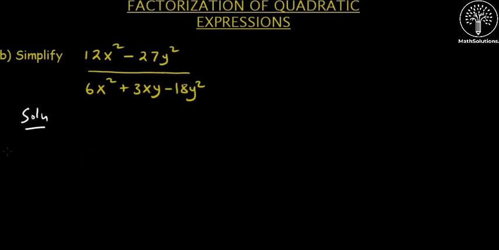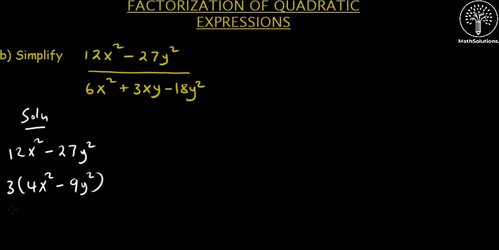To simplify the above expression, we deal with the numerator and the denominator independently. For the numerator, 12x squared minus 27y squared have a common factor, and the factor is 3. So 3 factored out gives us 3 into 4x squared minus 9y squared. So inside the brackets we have a difference of two squares.